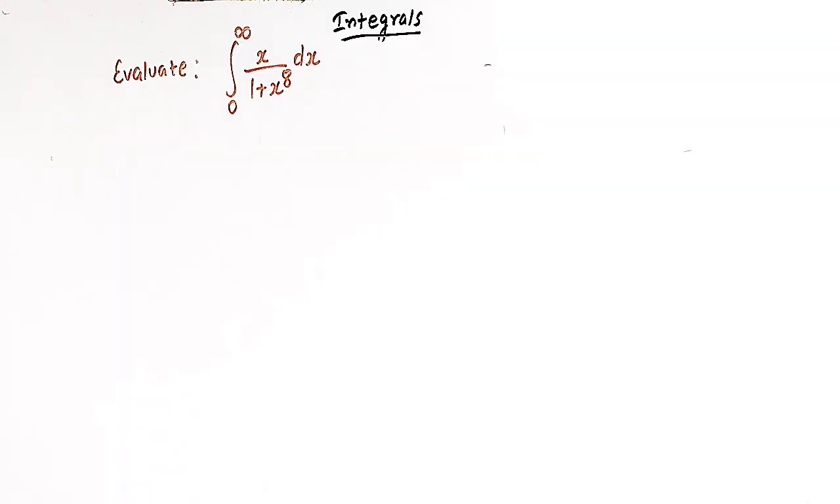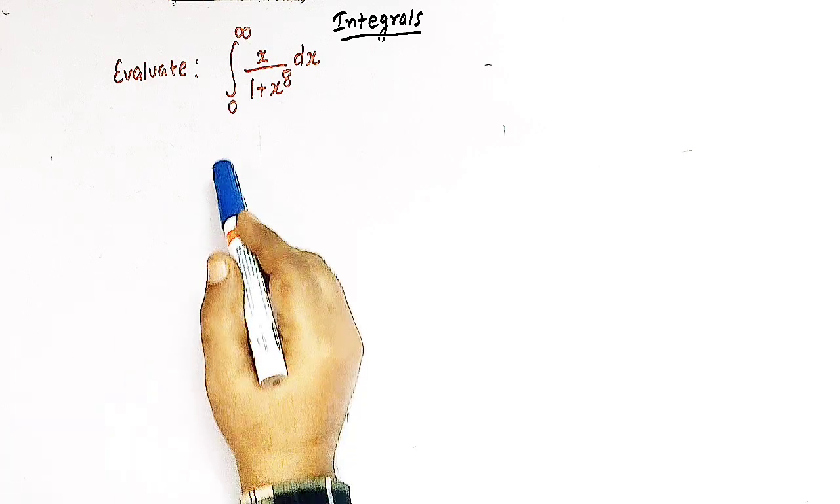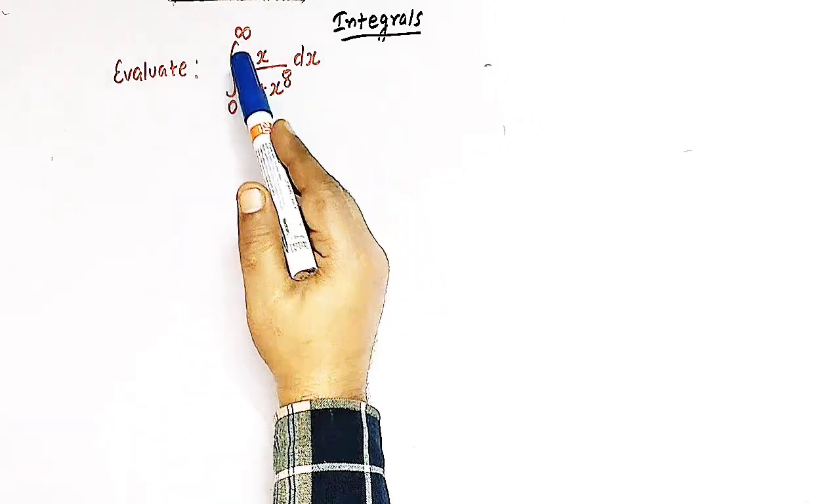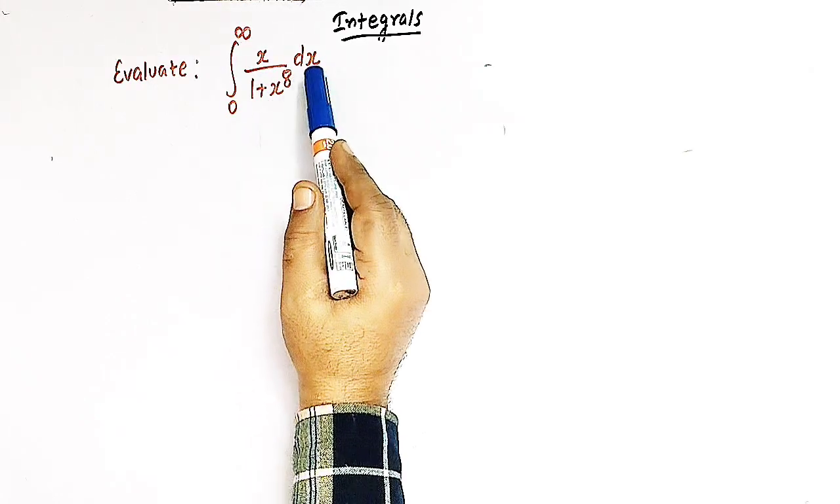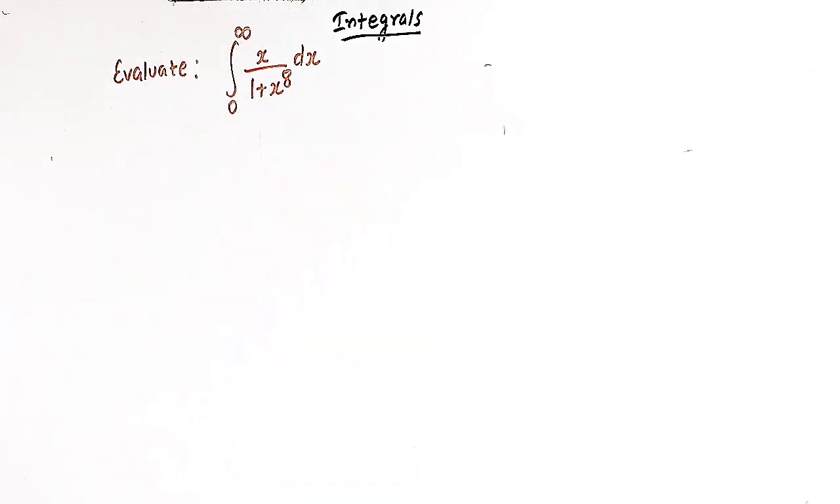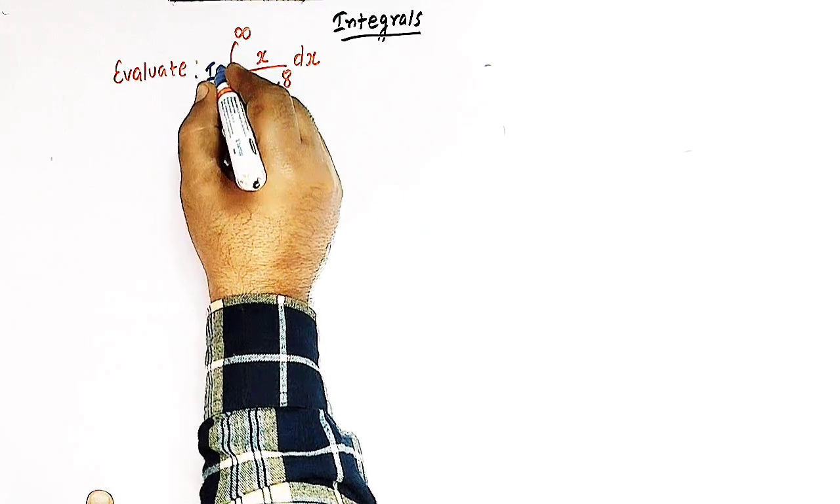Hello viewers, in today's session we are going to discuss another important integral using the concept of beta and gamma functions, right? So here we are going to find out the value of this integral, that is from 0 to infinity, and we have x divided by 1 plus x raised to 8 dx, right? So here we'll solve this integral using some concepts from beta and gamma functions. So let us start. So let us call this integral as I.